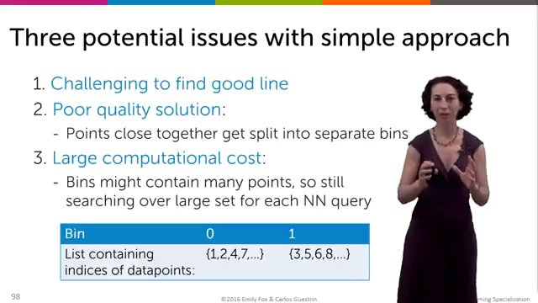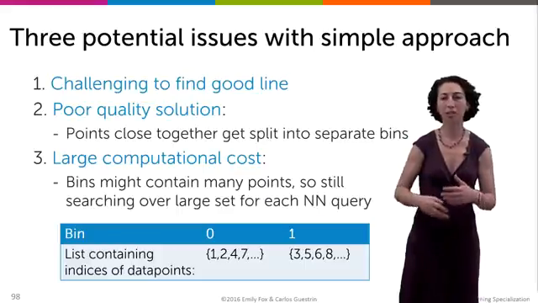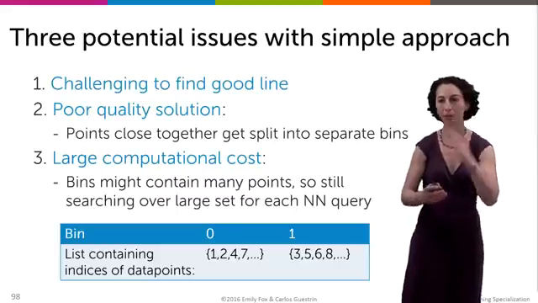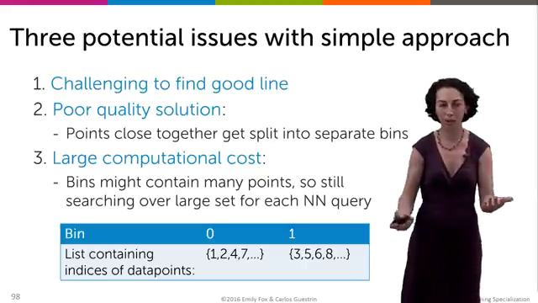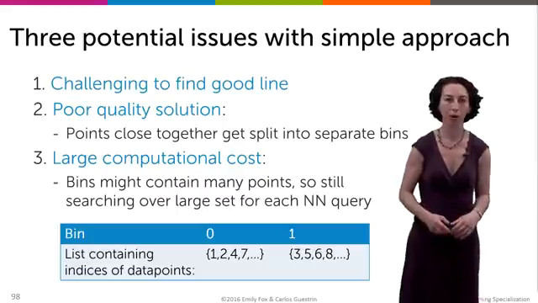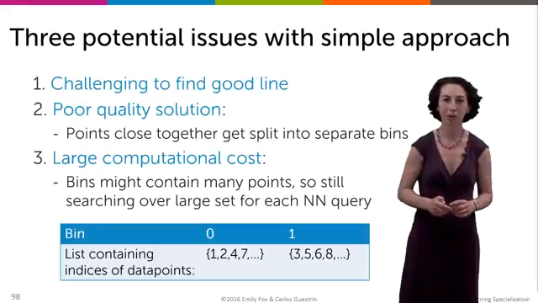However, there's this really, really problematic last third point, which is what are the efficiencies that we get from this approach? If we think about just throwing down one line, then what happens is that we often end up with bins that still have lots and lots of data points. If we assume we have lots and lots of data points to begin with, and we just partition them into two sets, we're probably going to end up with two bins, each of which has lots and lots of data points, and a query is going to have to search over lots and lots of points. Okay, so it seems like we've gained something in terms of efficiency, but not that much. So let's think about how we can address this.